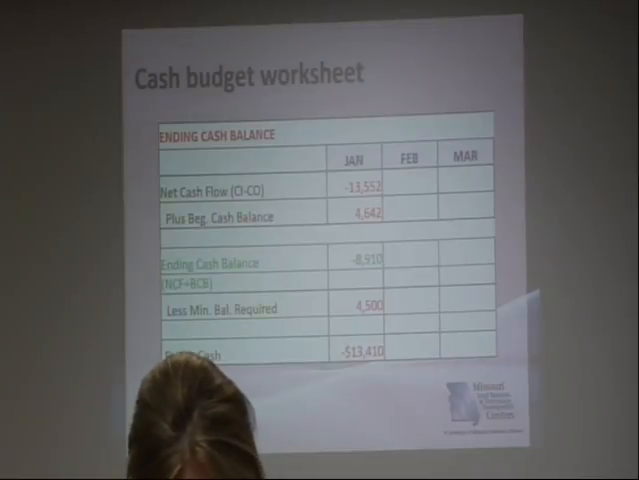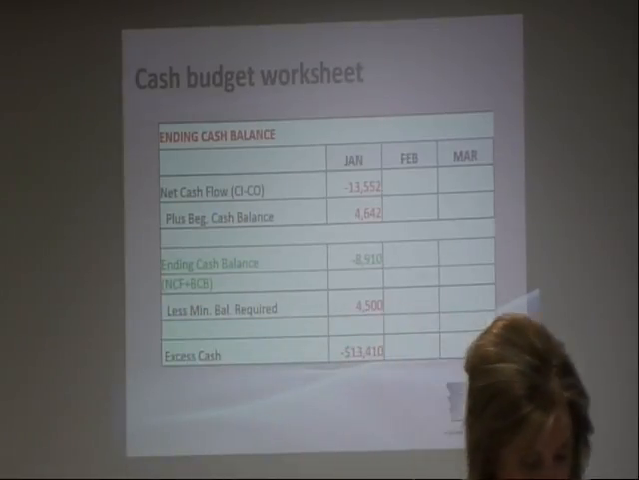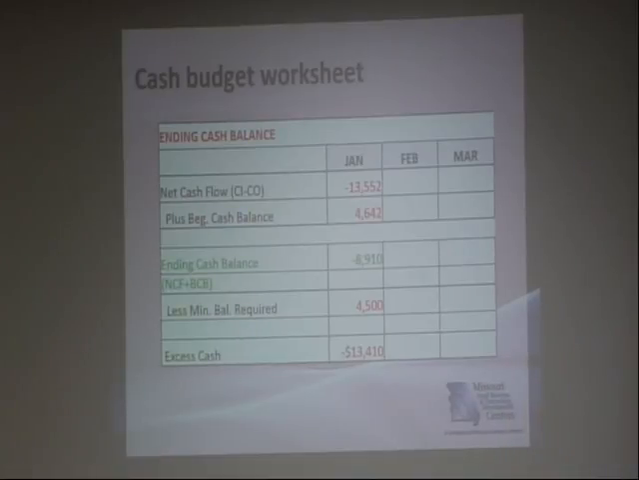This number. Ugly. But real. This number. Net cash flow. However, we began the month with 4,642, right? So based upon this particular cash forecast, we would have a negative cash balance.